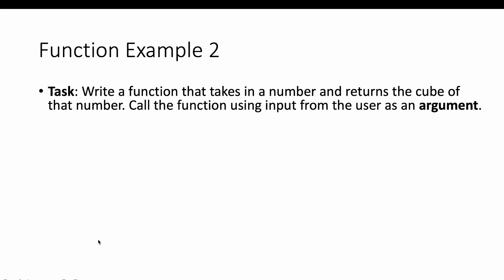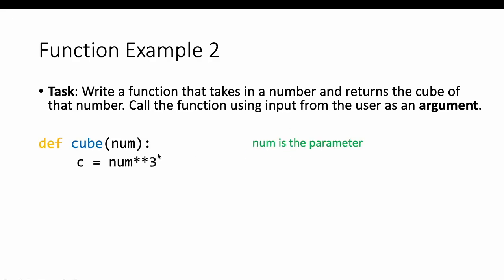Let's look at another example. So we want to take in a number and return the cube of that number, but this time we want to call the function using input from the user. So we've got a cube, we pass in number as a parameter, we are finding the cube of that number, remember double asterisk is to the power of, and then we're going to return c.